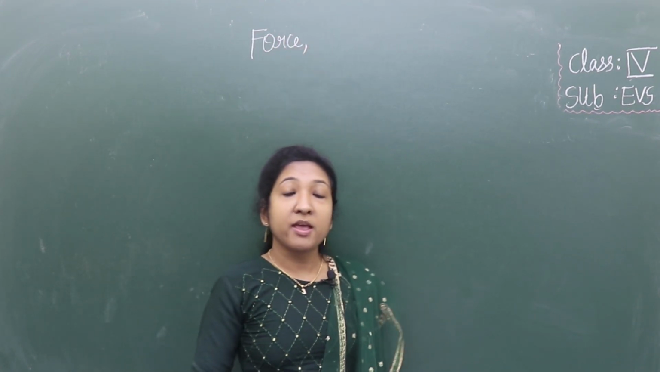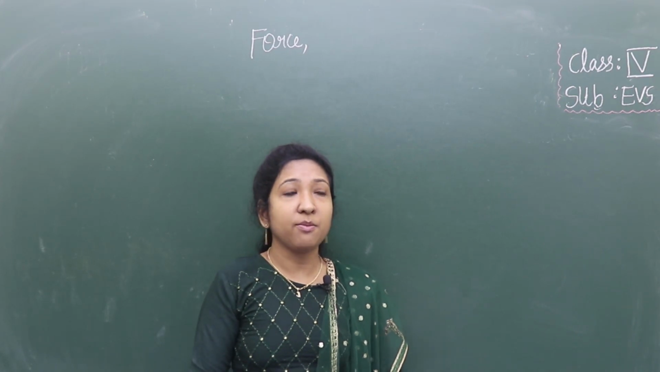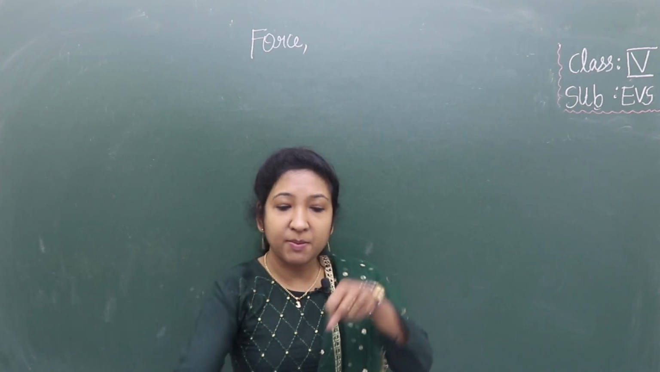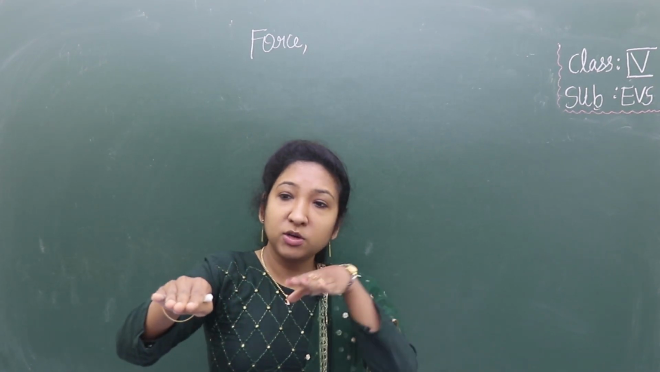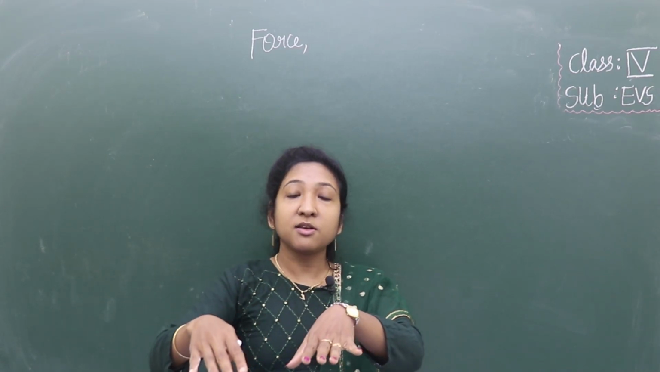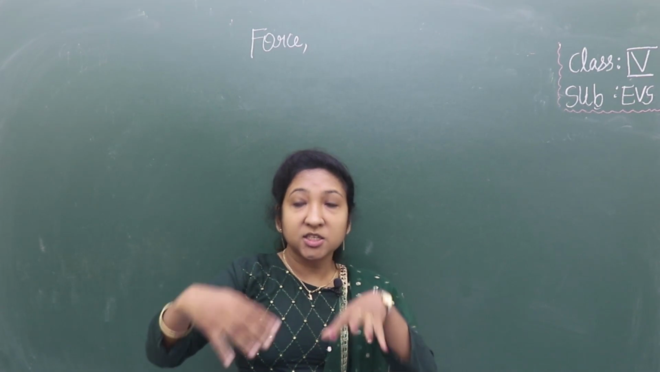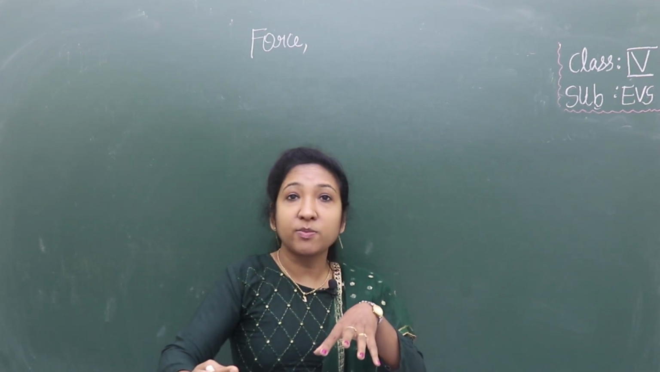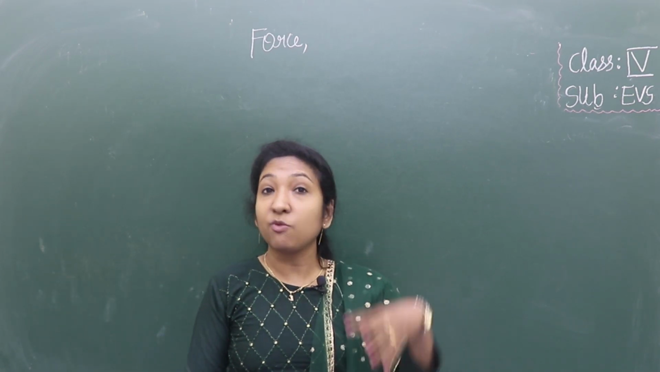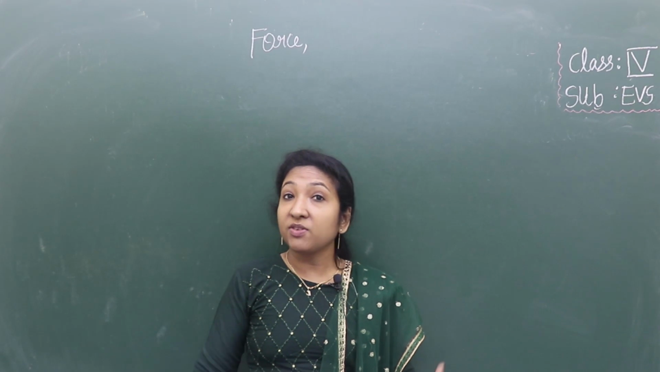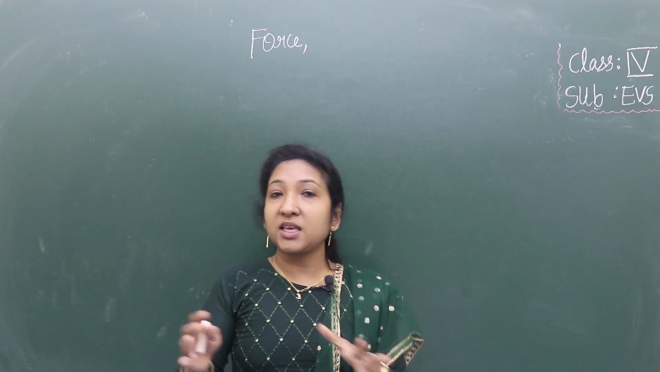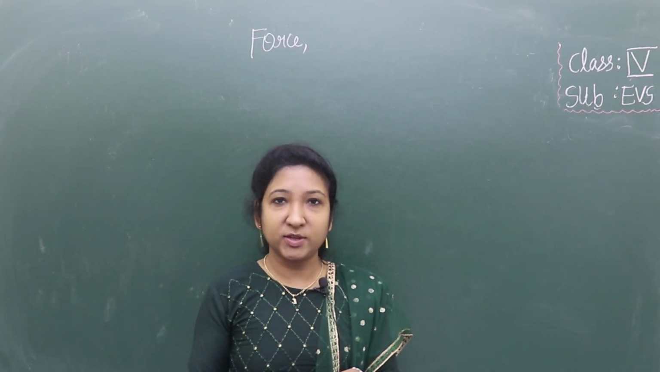Then comes this: when we apply force, the object moves through a distance. We apply force on a bicycle, it moves and reaches a distance, isn't it? So when we apply a force on an object, it moves through a distance. That means some work is done there, isn't it? So to do some work, we need to apply force. Work is done when we apply force.